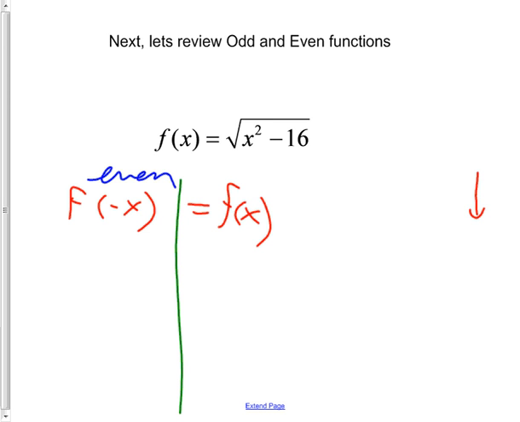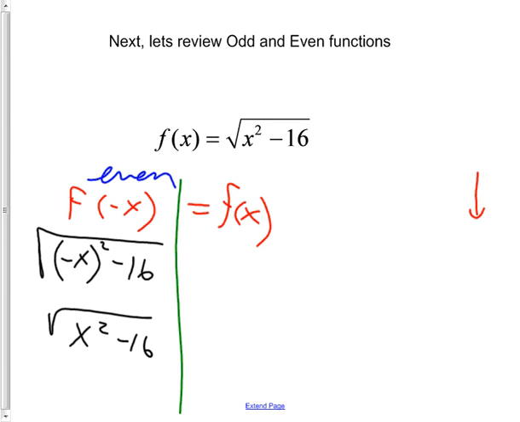So what did you do? All right, so I'm going to put a square root here, and then an empty spot for the x squared minus 16. And you said put in a -x there. And then I square that and I get x squared minus 16. And then I go to the f of x, and that is already given to me. Are these equal to each other? Yes, they are. So what's the answer? It's even.